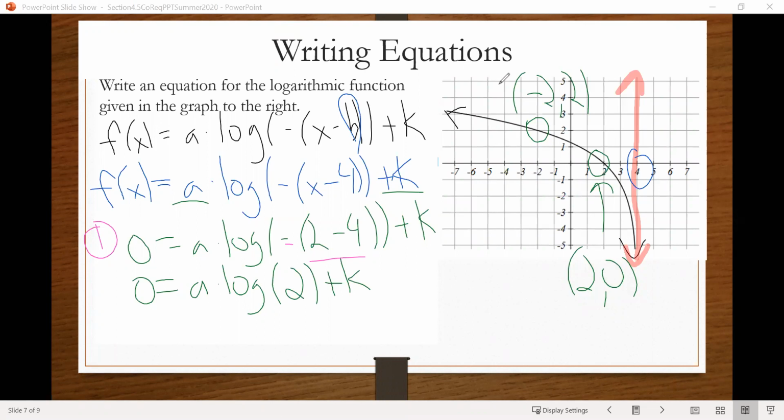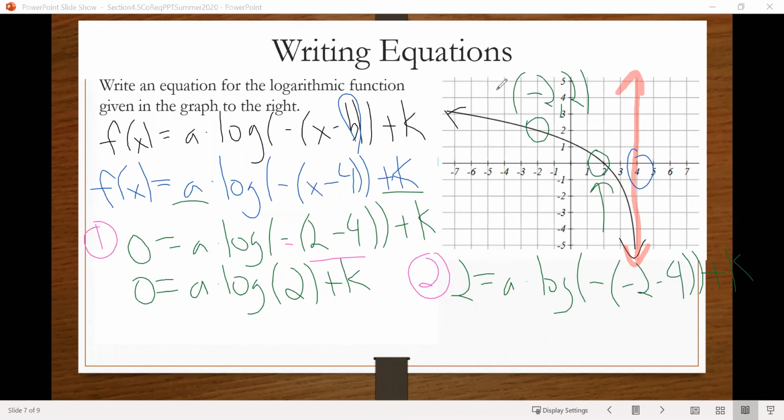All right, so we have that formula from the first point. And then we'll set up an equation using the second point, so that's (-2, 2). That'll look like 2 equals a times log of the negative of (-2 minus 4) plus k. Simplify on the inside there again, so -2 minus 4 is -6. The negative on the outside makes it a +6, so we'd have 2 equals a times log of 6 plus k.